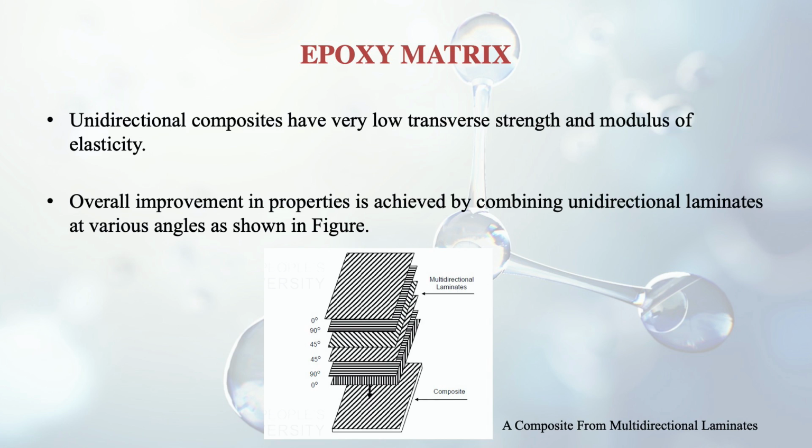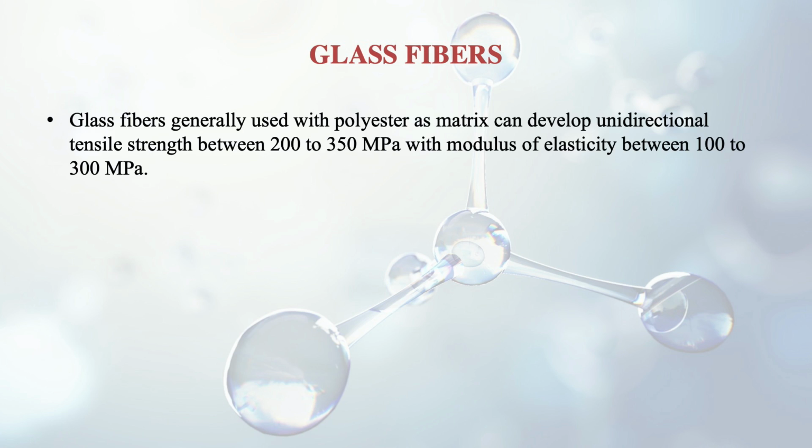After the carbon fibers, we discuss the glass fibers. Glass fibers are generally used with polyester as matrix, and they can develop a unidirectional tensile strength between 200 to 350 megapascal, which is good enough, and the modulus of elasticity is also between 100 to 300 megapascal. So the glasses are used with polyesters.